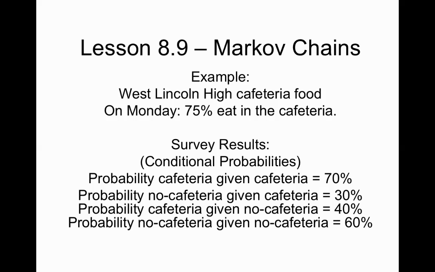the probability that they eat in the cafeteria, given that they ate in the cafeteria, is about 70%. So if they know that they ate in the cafeteria yesterday, then the chances are 70% of them will eat again today. Same thing, if people didn't eat in the cafeteria, then it's going to be about 30% that they eat in the cafeteria. And so on. Like the last one, they know if they didn't eat in the cafeteria that they're not going to eat in the cafeteria the next day. So anyway, you have these probabilities that come down.